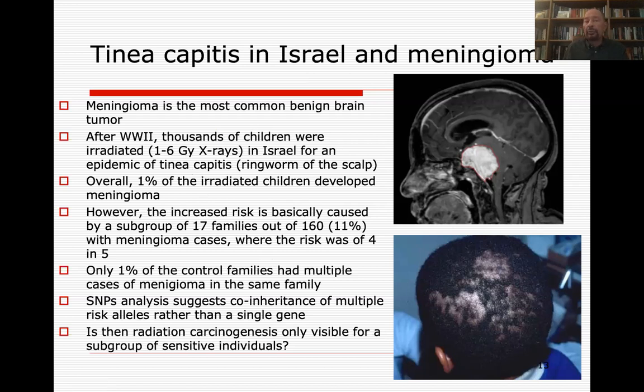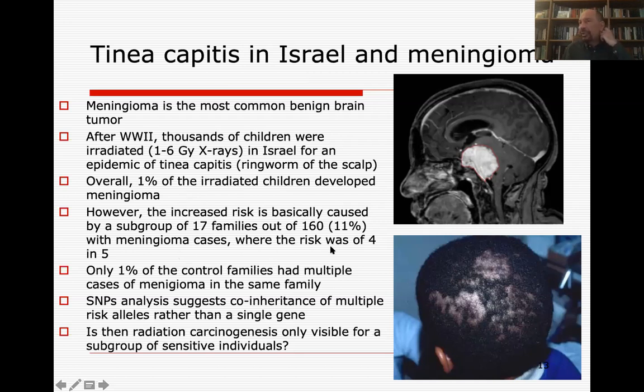Meningioma is a well-known brain tumor. It's benign in nature, so it's not a malignant tumor, but still in many cases has to be removed because it's too big. Overall, 1% of the irradiated children developed meningioma. So again, even if the dose was fairly high, the fraction was relatively low. But what is particularly interesting is that the increased risk is basically caused by a subgroup of 17 families out of 160, where the risk in these families was 4 in 5.